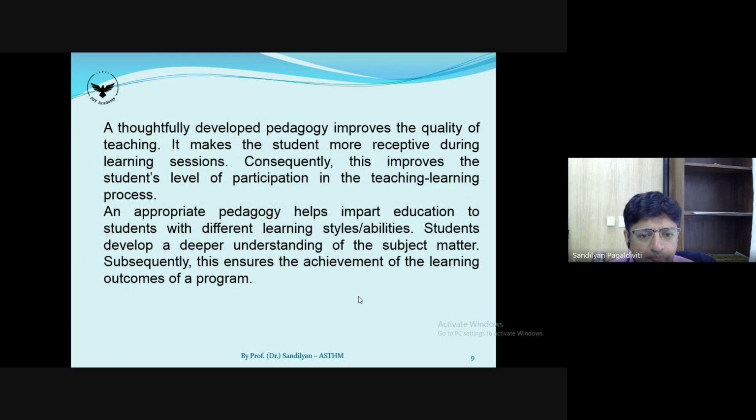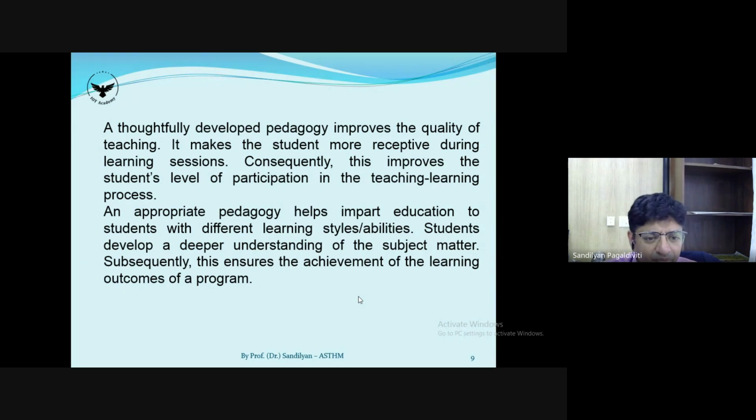Next slide. So please read these points. It improves the quality of teaching. What I have already conveyed in the earlier slide, I am just summing it up here. So the students' participation, the teaching learning process is also enhanced, and appropriate pedagogy helps impart education to students with different learning styles and abilities. If a student is not an audio learner, not a visual learner, but your teaching pedagogy is a mix, then it can reach out to these people.